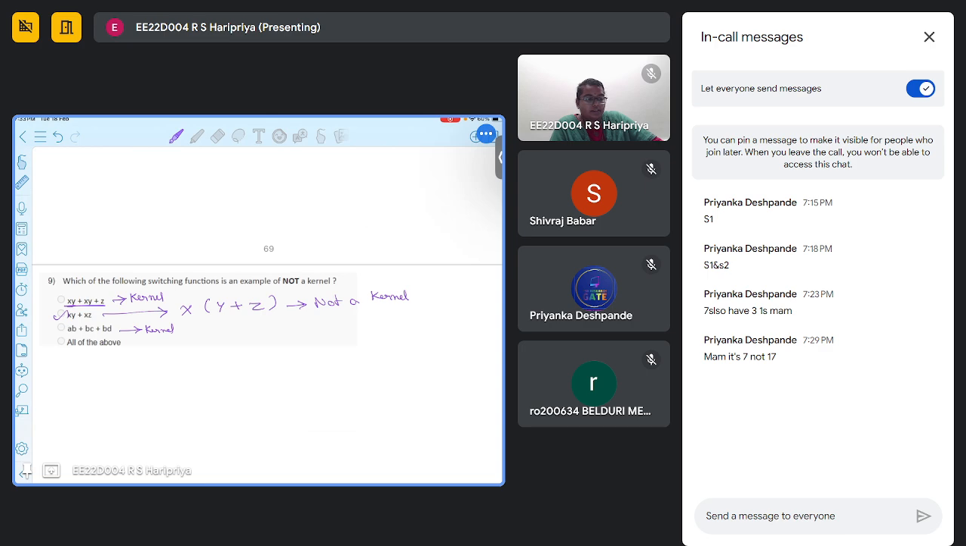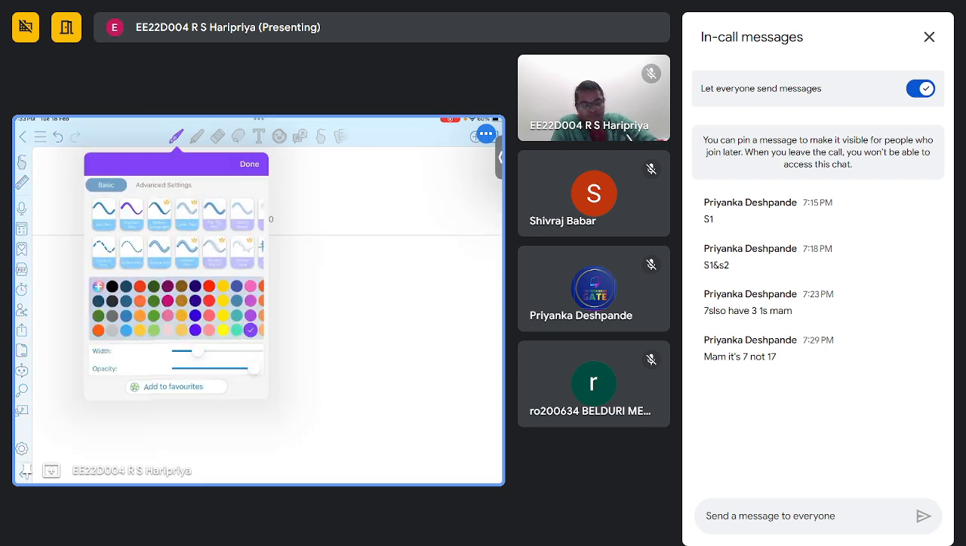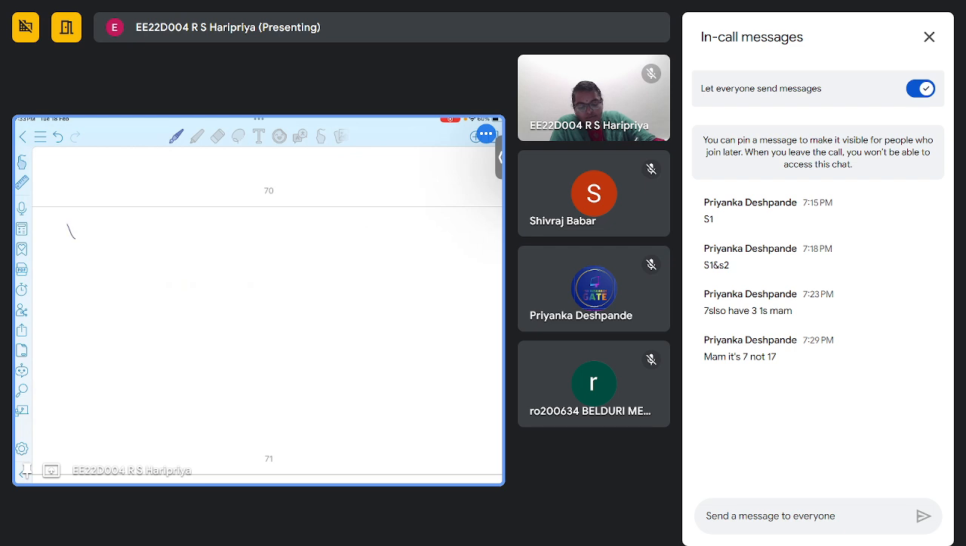Okay, so till here, any doubts? So from next week we will start Verilog. Till here, any doubts? Today I will just give some basic syntax.